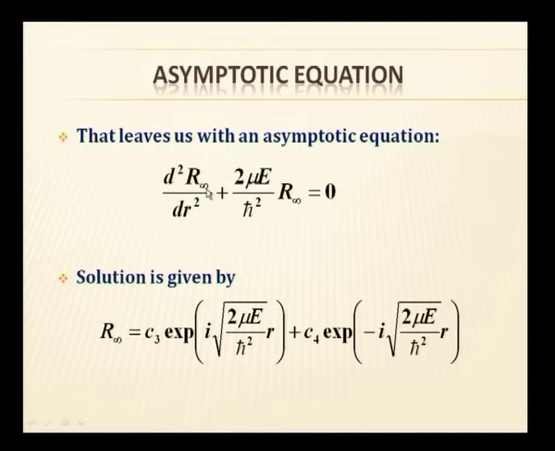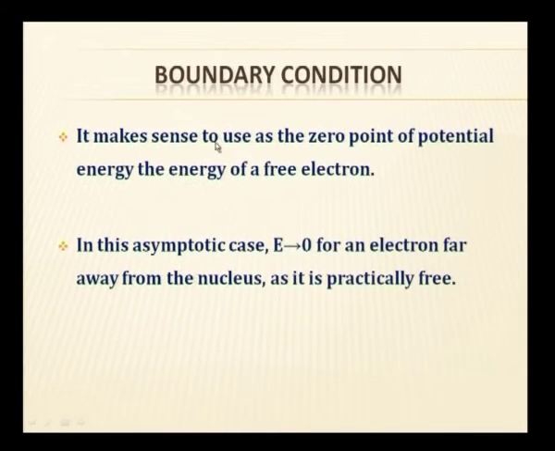So, the above equation leads to an asymptotic equation of this kind: d square R infinity by dr square plus 2 mu E by h bar square R infinity is equal to 0. The solution is given as follows. You get R infinity is equal to C3 into exponential of i times square root of 2 mu E by h bar square multiplied by r, plus C4 into exponential of minus i times square root of 2 mu E by h bar square multiplied by r.